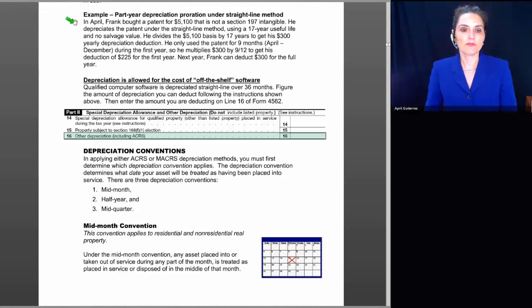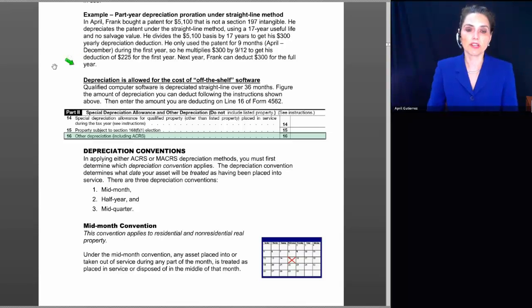It says, in April, Frank bought a patent for $5,100 that is not a Section 197 intangible. He depreciates the patent under the straight line method using a 17-year useful life and no salvage value. He divides the $5,100 basis by 17 years to get his $300 yearly depreciation deduction. He only used the patent for 9 months, that is April through December, during the first year. So he multiplies 300 by 9/12 to get his deduction of $225 for the first year. Next year, Frank can deduct $300 for the full year.